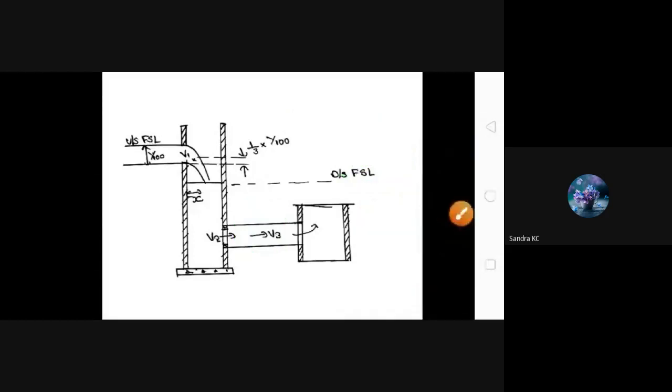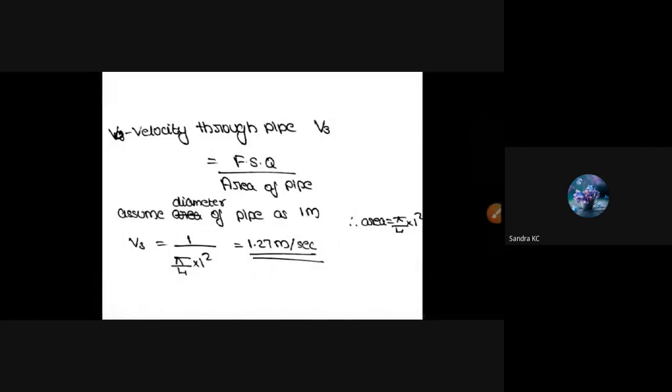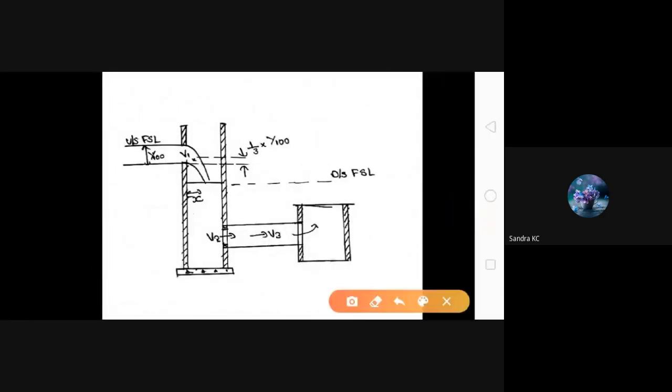So we determined the velocity at inlet as well as the velocity through the notch as well as the velocity through the pipe. Then we need to determine the velocity of entry into the pipe, which we denote as V2. What do you mean by velocity at entry into the pipe? This is the entry point of water from inlet to pipe. So we need to determine the velocity at this entry point.